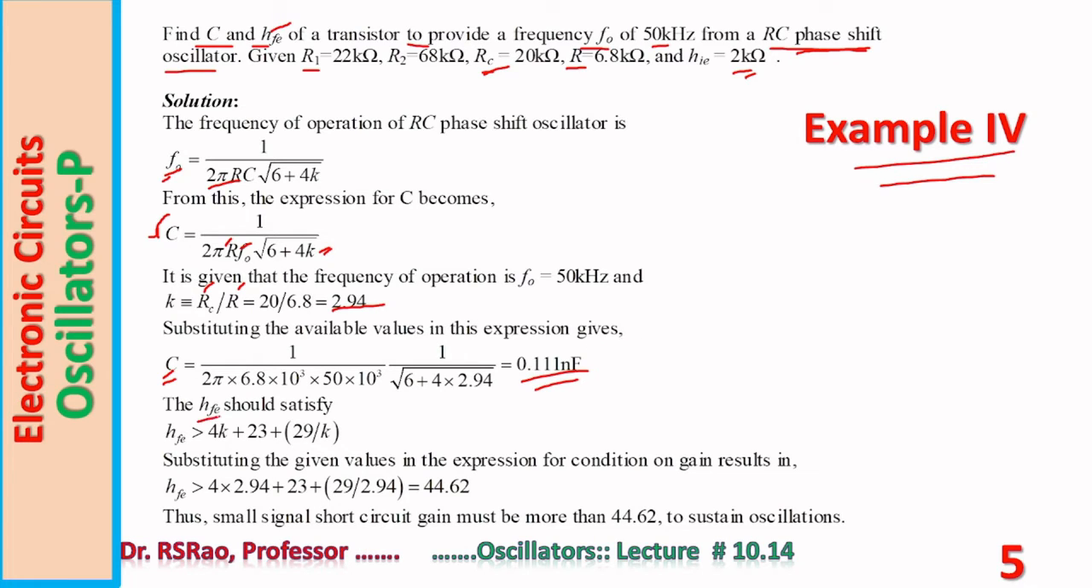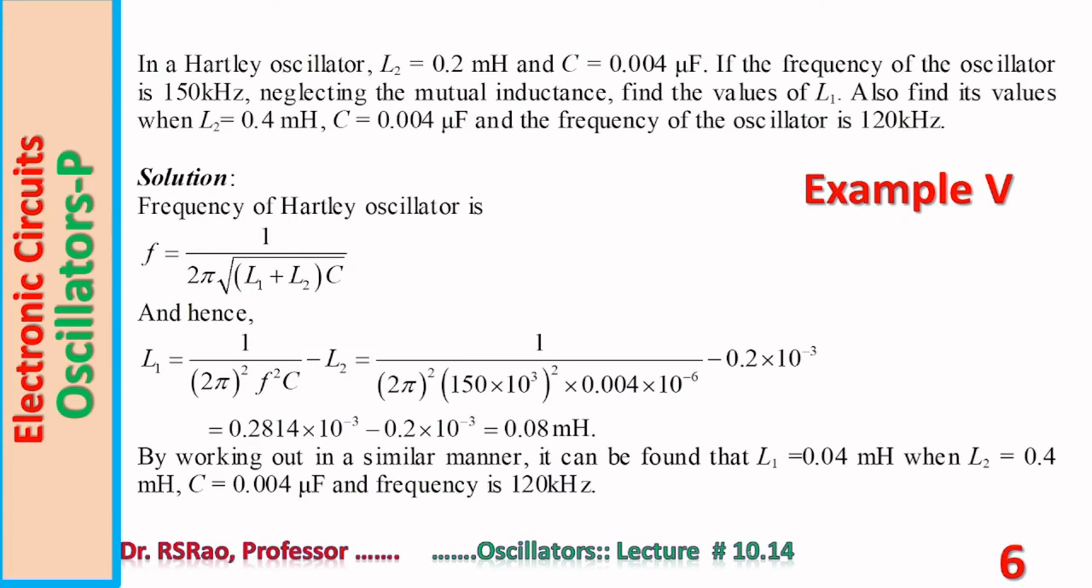HFE should satisfy the relation. It should be more than 4K plus 23 plus 29 by K. K value is available. Substituting that value in this relation, HFE can be found as more than 44.62. So small signal short circuit current gain must be more than 44.62 to sustain oscillations for this oscillator.